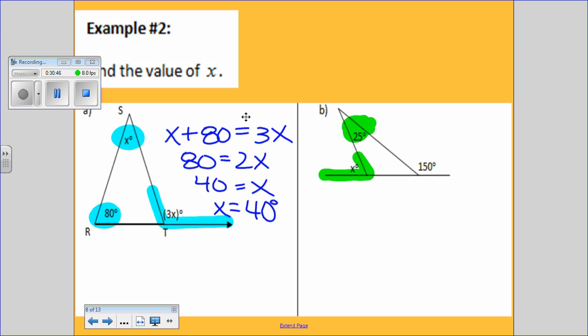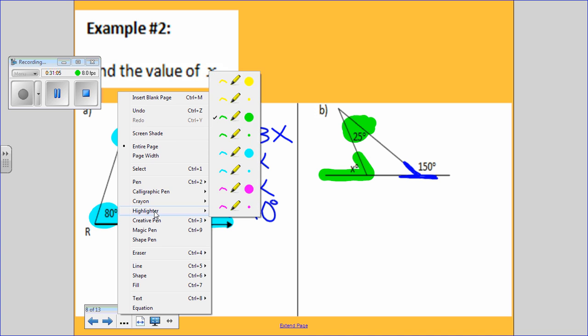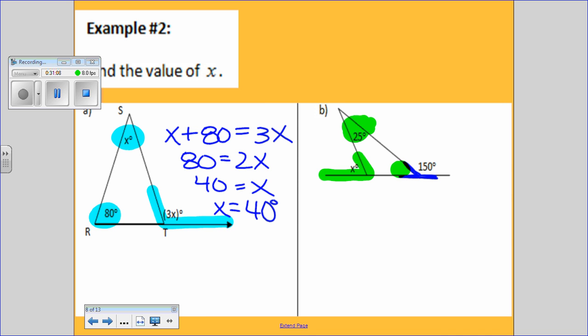Is 150 an interior angle though? No, 150 is not an interior angle. So what do we have to do, Isaiah? First, we have to find that interior angle. 150 is not our interior angle. This guy right here is the interior angle, and we're missing him. So first, we have to use our linear pair to find our interior angle.